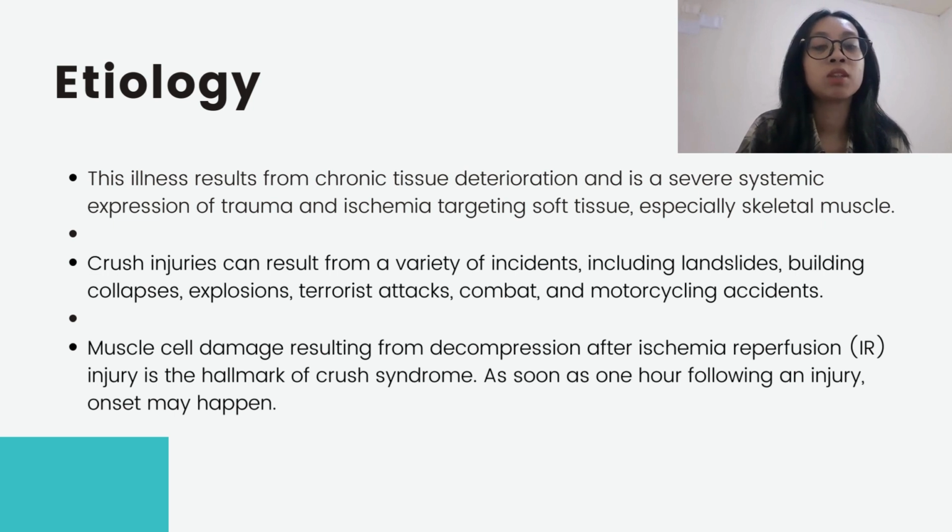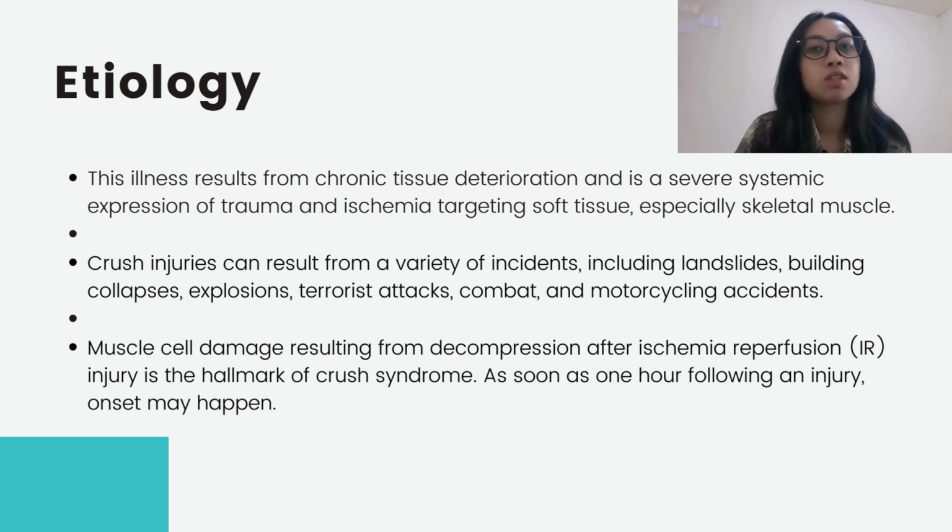So, the human body, particularly the muscles, can sustain direct physical trauma and compression, which is intimately linked to the genesis of crush injury or syndrome. This illness results from chronic tissue deterioration and is a severe systemic expression of trauma and ischemia targeting soft tissue, especially skeletal muscle. Crush injuries can result from a variety of incidents, including landslides, building collapses, explosions, terrorist attacks, combat, and motorcycle accidents. The lower extremities are the most frequently injured after being struck.